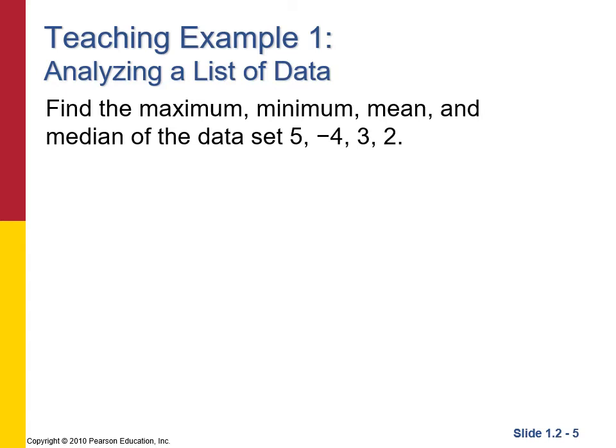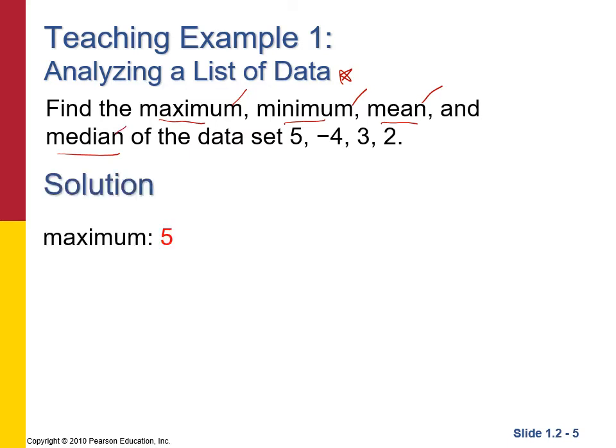So first example, analyzing a list of data. Let's find the maximum, minimum, mean, and the median. Maximum is obviously the biggest number. Minimum is the smallest number in value. The mean is the average, and the median is the middle number. So obviously the maximum is 5.